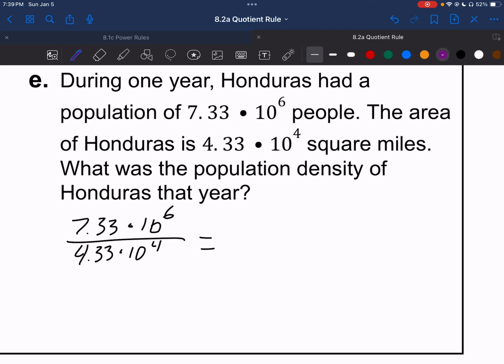When I do my division, 7.33 divided by 4.33, I get 1.69. And where do I have more tens? I have more in the numerator, so 10 to the 6th over 10 to the 4th is times 10 to the 2nd power, and that's people per square mile.